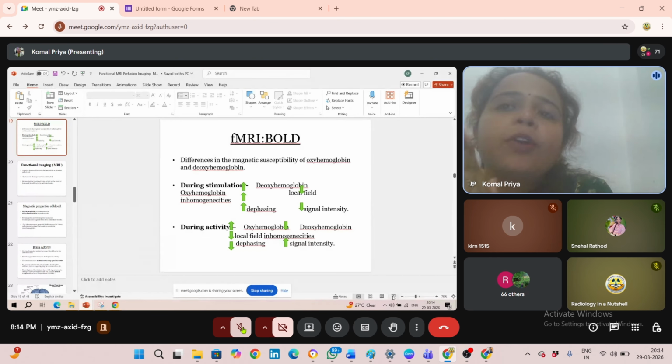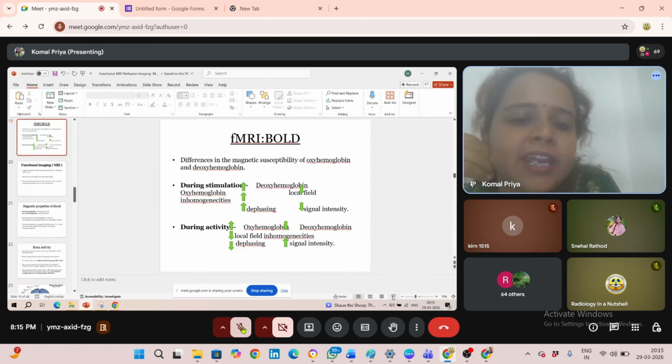Why? Because deoxyhemoglobin is paramagnetic. Vessels containing a small amount of the molecule will create a local field inhomogeneity. What is inhomogeneity? Inhomogeneity means the magnetic field is different at different areas. So because of this local field inhomogeneity, dephasing will occur, and that will lead to signal loss.